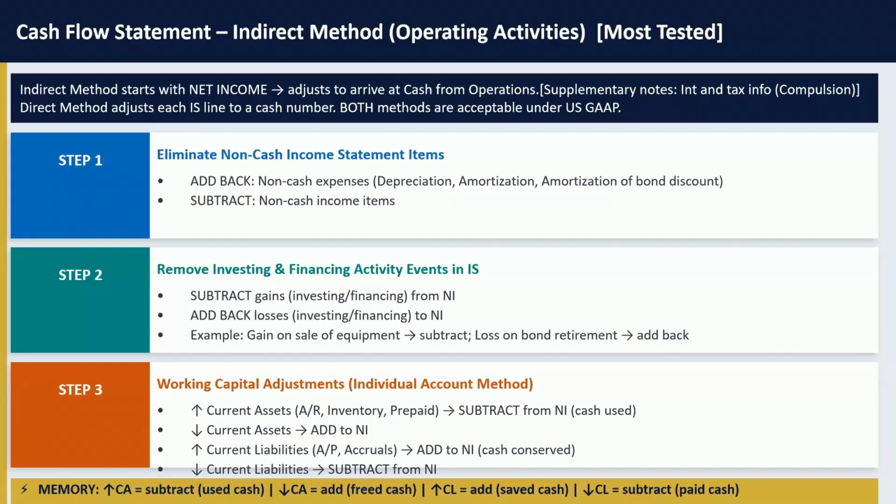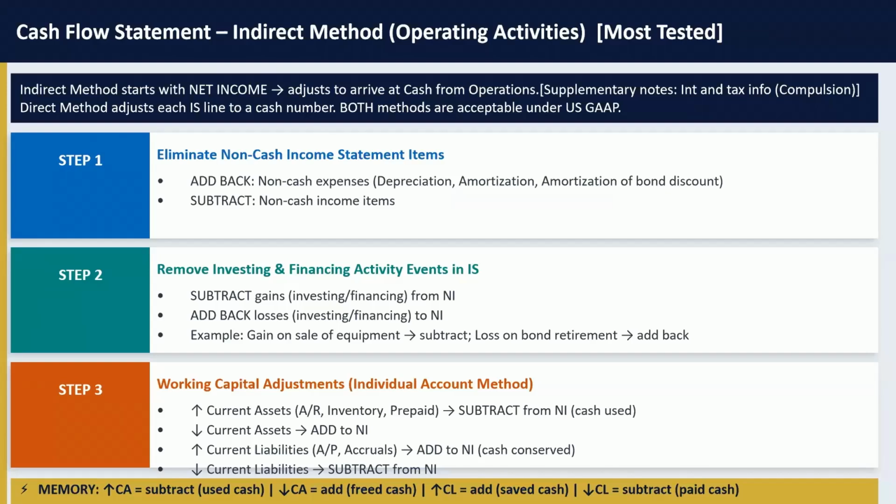Then in step 2, removing the investing and financing activity events in the income statement. Why are we removing this? Because the first cash flow figure that we calculate is cash flows from operations. To know your cash flows from operations, you should remove the impact of investing and financing activity from net income. That is why we eliminate it. If you have any gain on sale of asset, you'll be subtracting it. If you have any loss on sale of asset, add it back to net income.